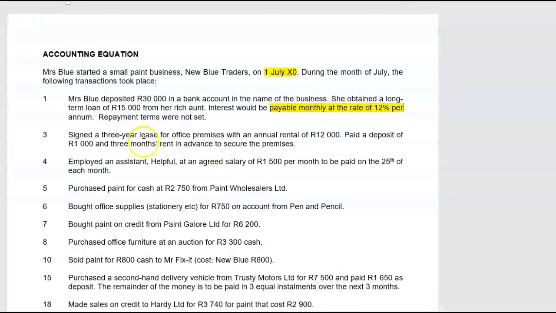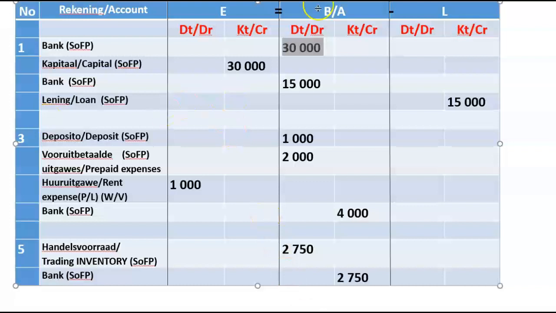Then the next transaction that happened is that she received a loan from her aunt. It doesn't matter who the third party is. The fact is she received a loan. So what happens is bank was increased with 15,000 Rand. Debit bank, statement of financial position, a debit against assets, 15,000 Rand. And it was a loan. So loan, 15,000 Rand. Right. The loan is a liability. If the liability increases, I have to credit that.